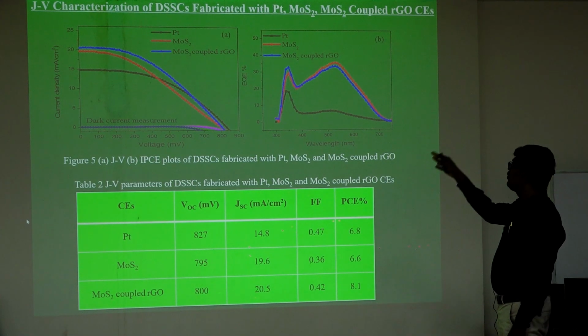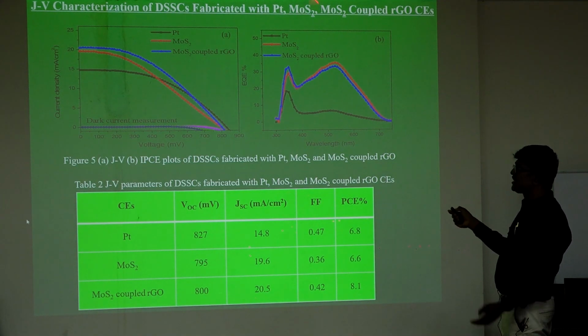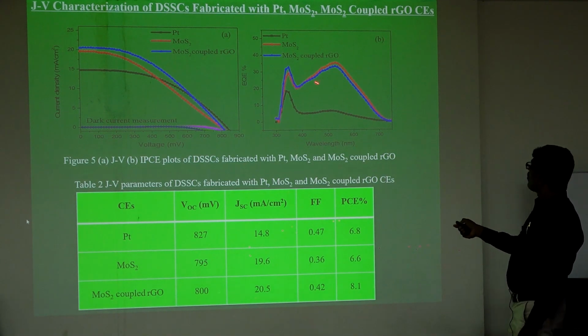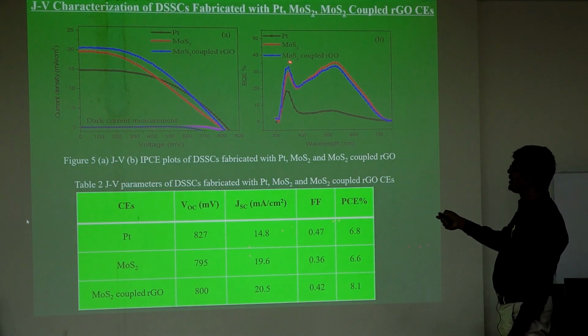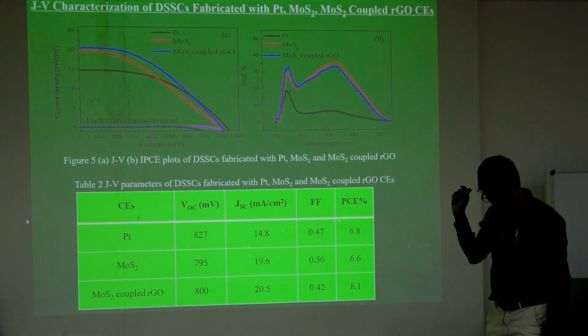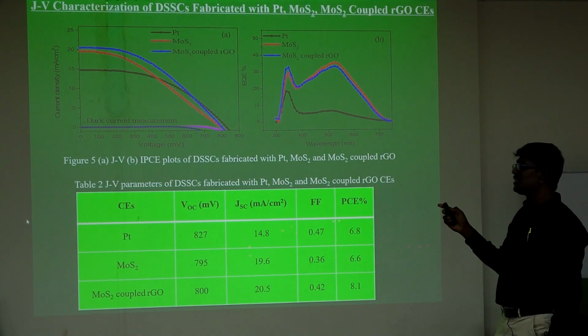After this we do IPCE, because the compound shows a good incident photon to current efficiency. We found the compound has 30% stability, with absorption, so it has good stability. That's the advantage of the compound MoS2. So the first material is MoS2, which we have done.